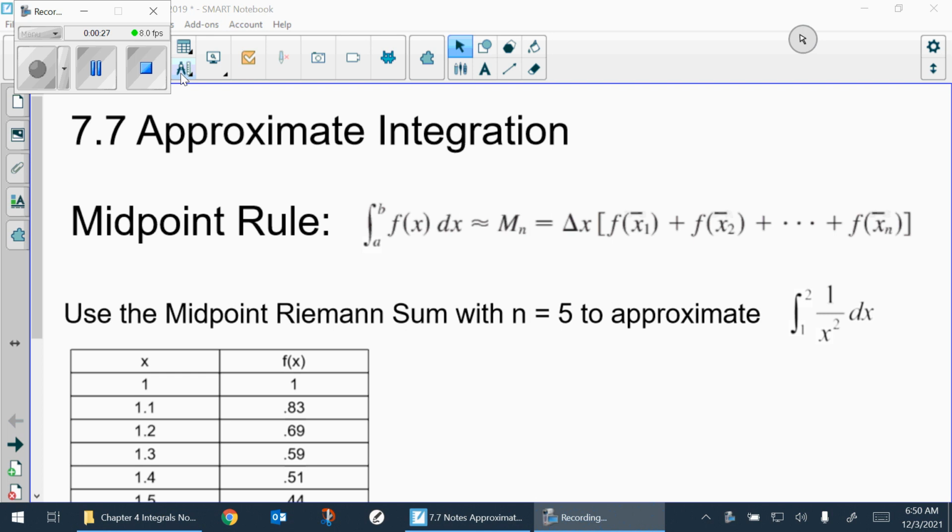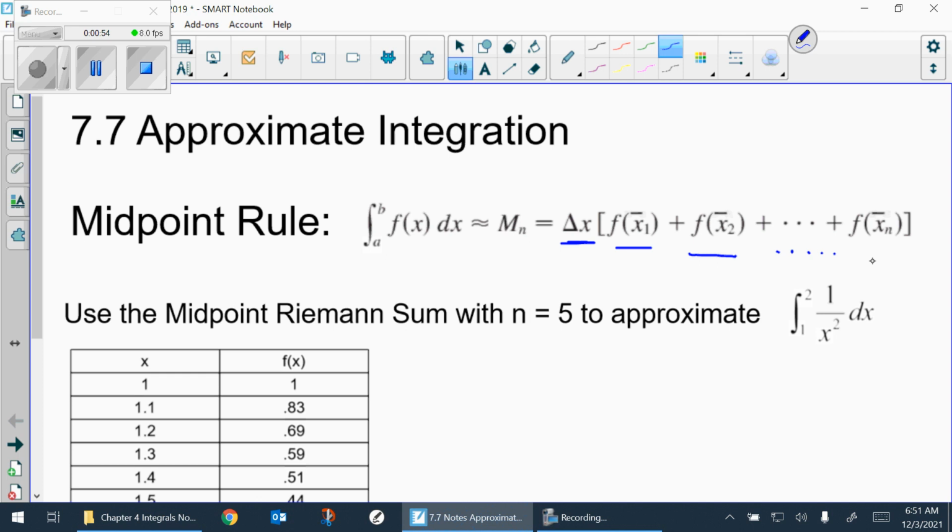Now, midpoint rule is something that we've done before. We have made rectangles and we've estimated the area under the curve using Riemann sums using midpoints. So what we're going to have to do is just take the change in x and multiply it by the height of the first rectangle, which is found at the midpoint, height of the second rectangle found at the midpoint, and on and on and on, like we've done in the past.